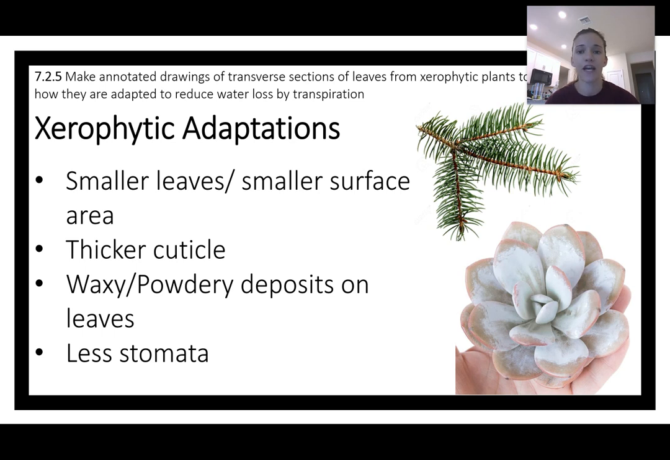know the list of xerophytic adaptations. Smaller leaves, smaller surface area, less diffusion. So that could be things like pine needles. Plants can have a thicker cuticle layer that's going to help reduce loss through the cuticle. Waxy or powdery deposits on the leaves kind of help with buildup of localized humidity, and kind of block the stomata to an extent. They may just have less stomata.